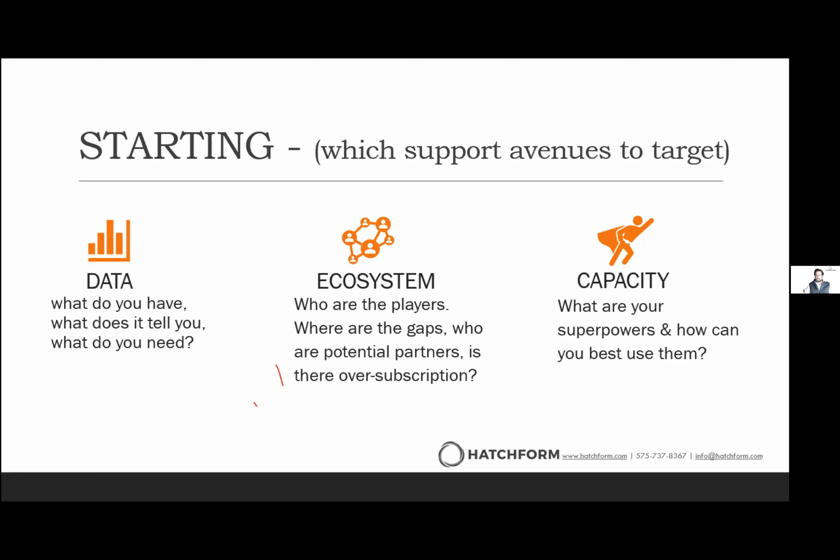And then capacity, to go back to what Eric Renz Whitmore was talking about in the session last week about your superpowers. What are your internal superpowers? What are your internal strengths that you can capitalize on to be able to really implement some of these projects and some of these programs?